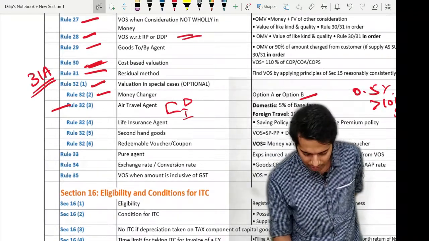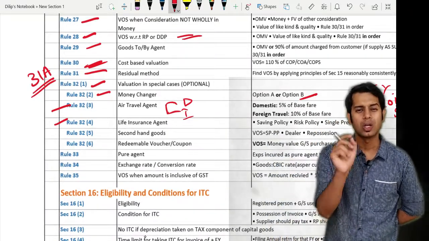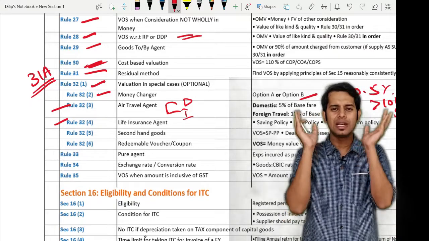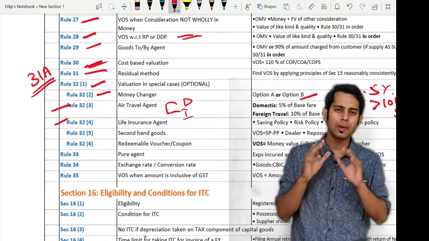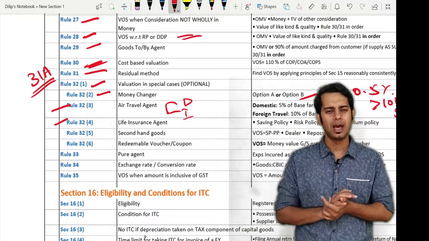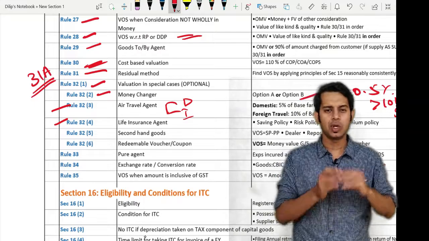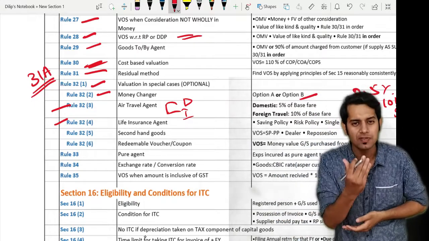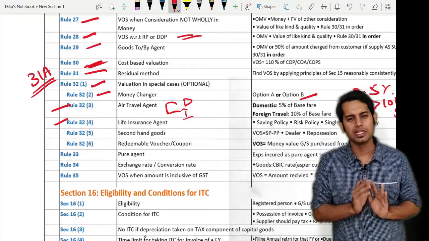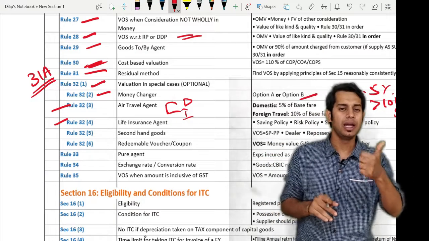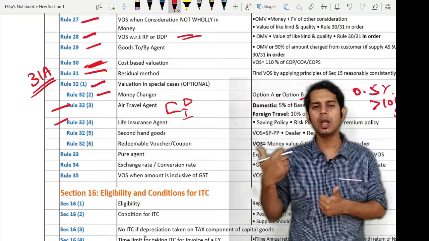Then rule number 32 sub rule 4 talks about life insurance agent. Value of supply in case of life insurance agent. Now we'll generally talk about insurance business as a whole. Insurance business can be of two types: one is general insurance, one is life insurance. If it is general insurance, value of supply is whatever premium you are charging. Value of supply will be gross premium charged. In case it is life insurance, then two arrow marks: is it a risk policy or a savings policy?